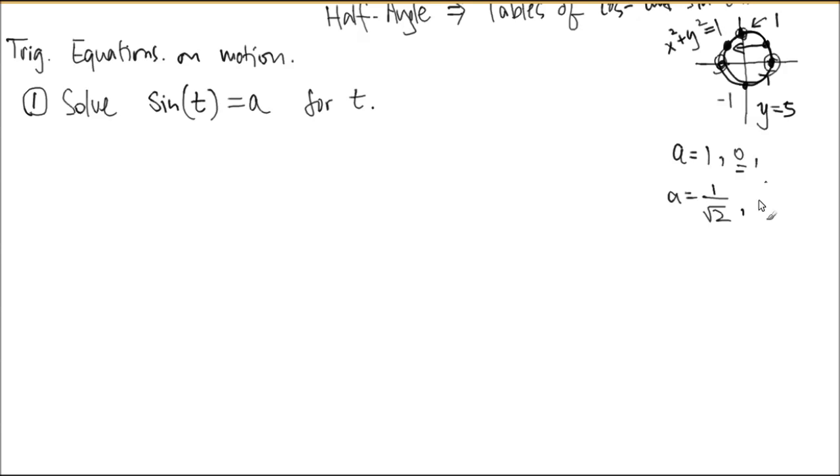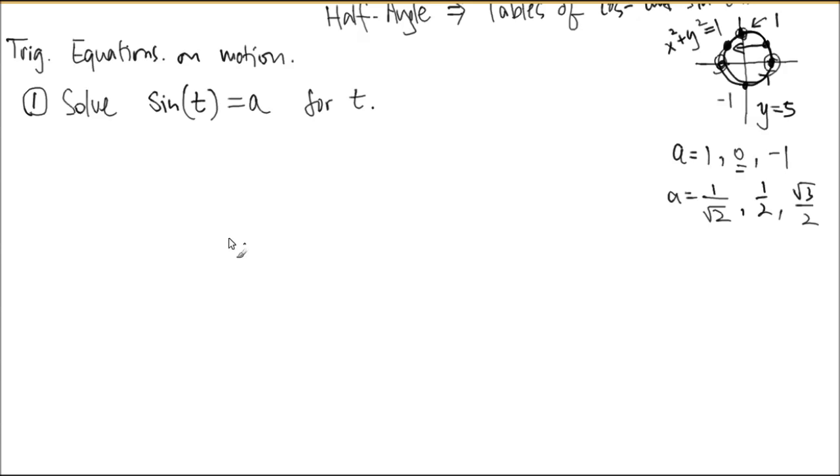What other special values do you know? Pi over 6 and pi over 3, those are 30 and 60 degrees, right? I think they were 1/2, if you look at that triangle, and root 3 over 2. These are it, 1 and also negative 1 here. These are the special angles you can easily calculate without using a calculator. Other than these values, we have to use a calculator, right?